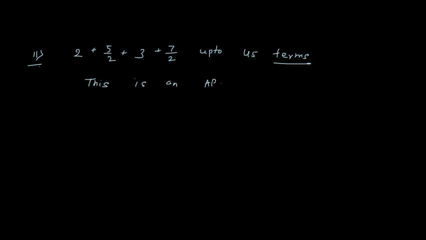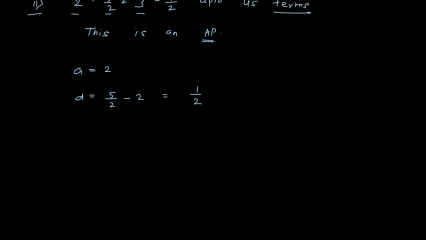You can find the sum of n terms only if it is an AP. If it is not an arithmetic progression, then whatever you have learned, you cannot find it. So always first check whether it is an AP or not. Definitely you will get an AP sequence only, because the chapter is related to that. So this is an AP, and here a is equal to 2, d is equal to 5 divided by 2 minus 2. So this is 1 divided by 2. This is the value of d, and you have to find up to 45 terms, so the value of n is given as 45.